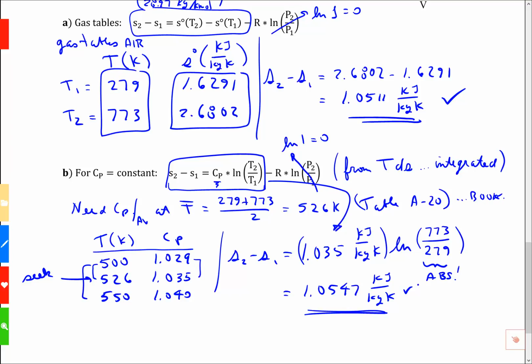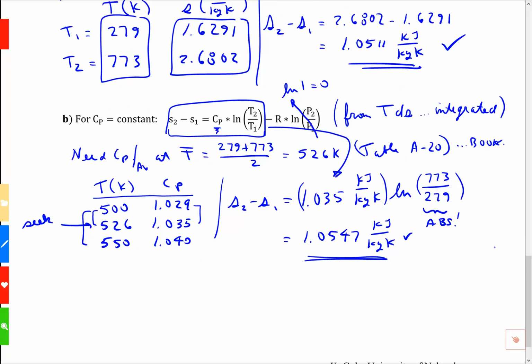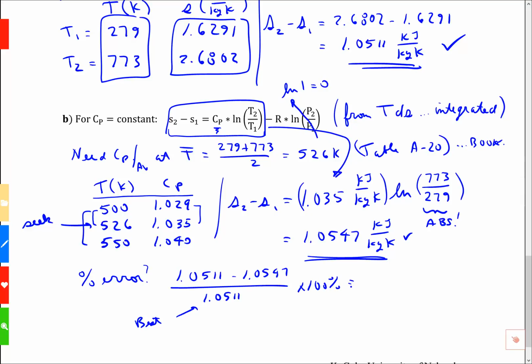Now, the answers to part A and part B don't agree. What's the percent error? The part A response using the gas tables, the tables were constructed with the specific heats can vary with temperature. So the integration is carried out more completely. So I'm going to use the value from part A, 1.0511, as my best value. I'm going to subtract 1.0547. I'm going to divide by the value that is the best, times 100%. My percent error is minus 0.00346, or 0.346%. So these are close.